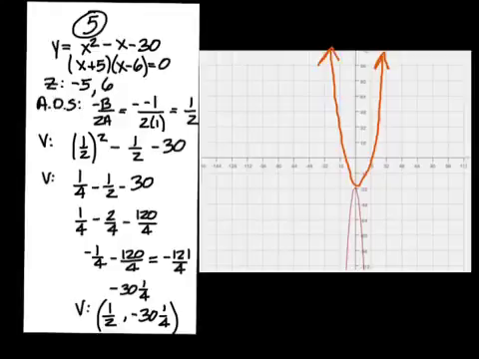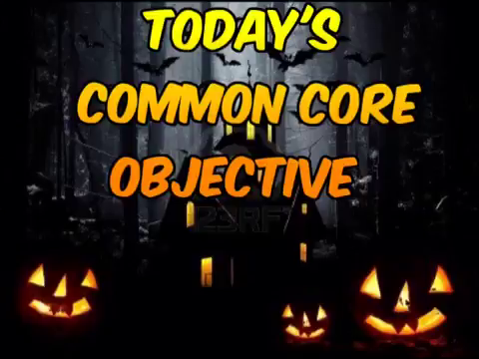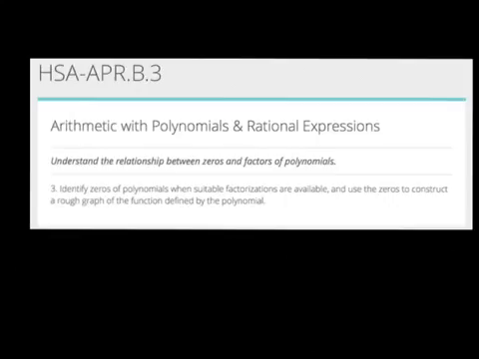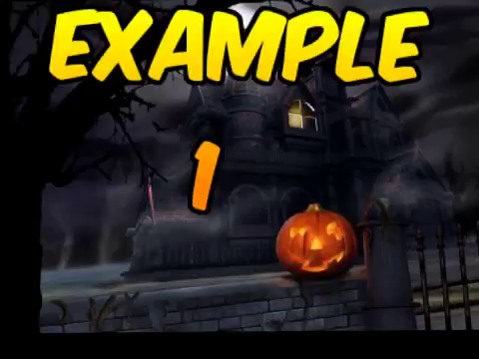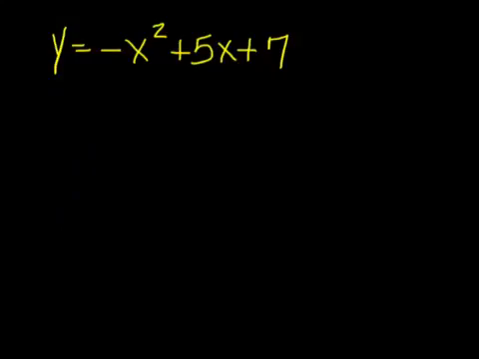It should go up. Today's objective: we're still going to find the zeros and make a rough graph of a function, also with the vertex and the axis of symmetry. So here's the first example. Upon first sight of this problem, what do you think we should do? Take out a negative 1.